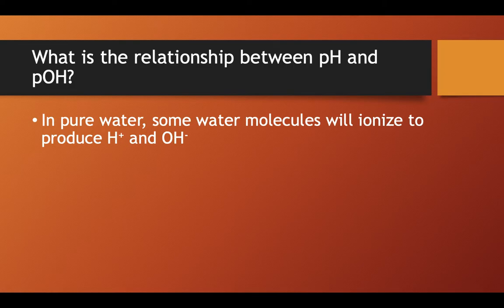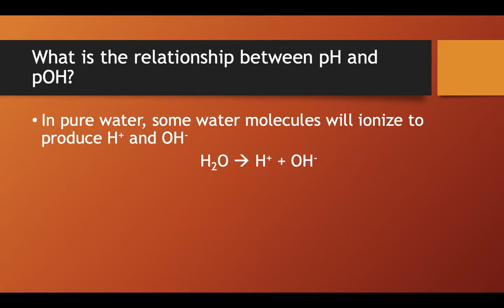So what's the relationship between pH and pOH? Well, in pure water, water molecules will actually ionize themselves and produce hydrogen and hydroxide. There's two different ways to look at this reaction that occurs in pure water. First, we can just think about the Arrhenius definitions. If that water molecule splits apart, it's going to form a positive hydrogen and a negative hydroxide. So when it dissociates or ionizes, it's going to break apart into a positive hydrogen and a negative hydroxide.